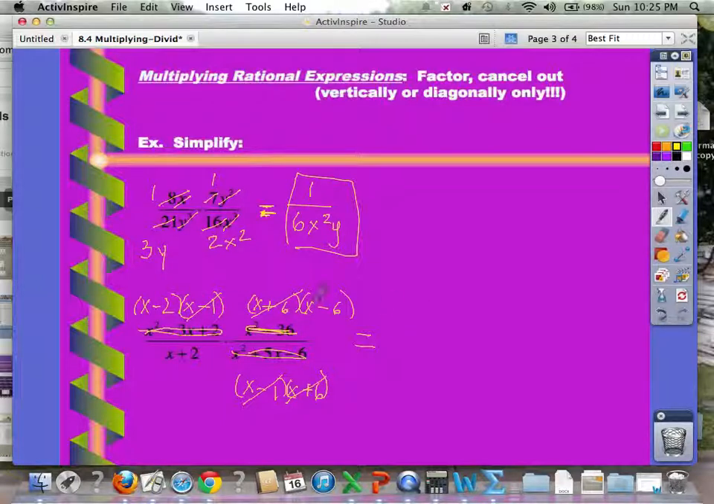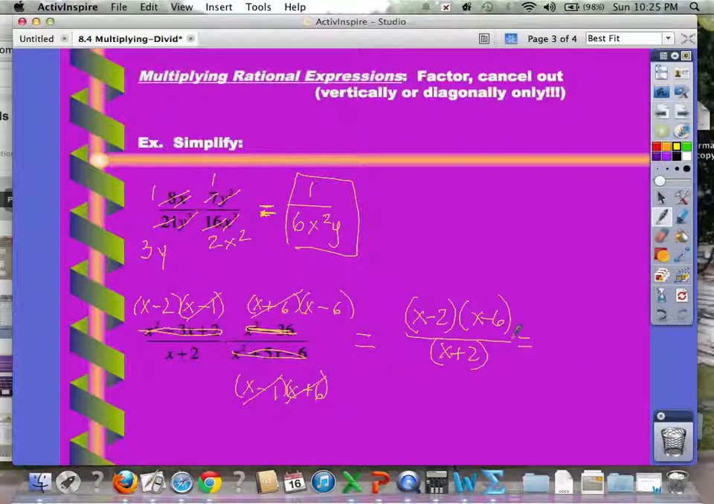So what I'm left with is this x minus 2 and this x minus 6. You don't want to multiply them back out, leave them like that. And all that's left on the bottom is just x plus 2. Okay? And that is your simplest answer that you can come up with.